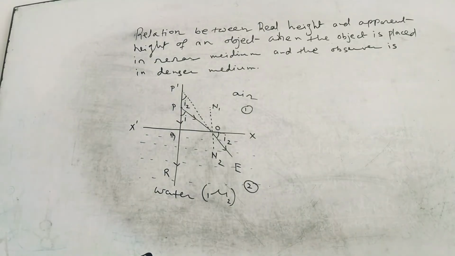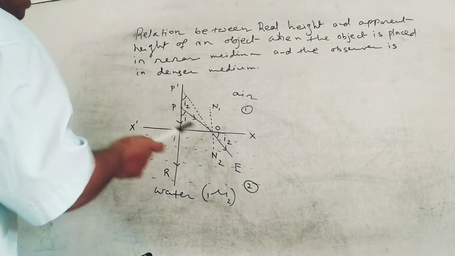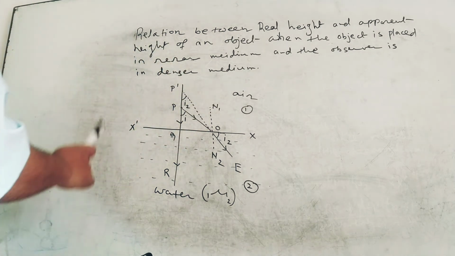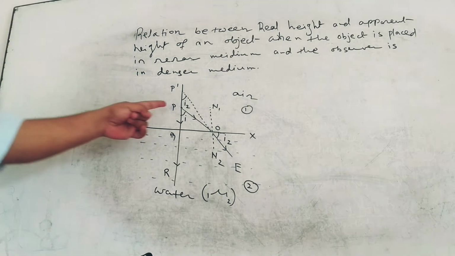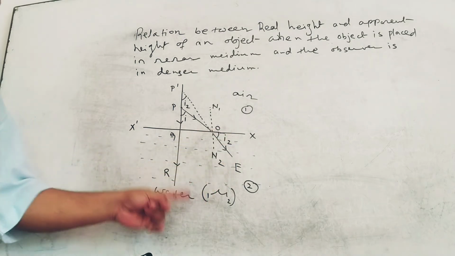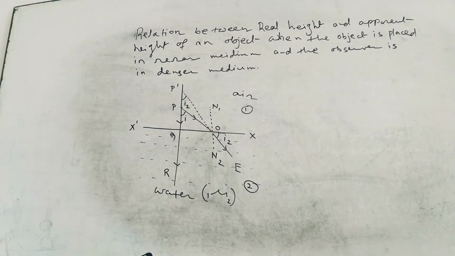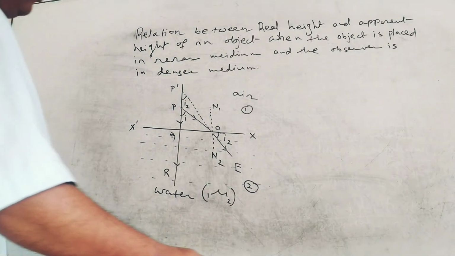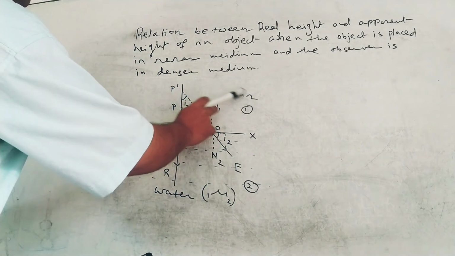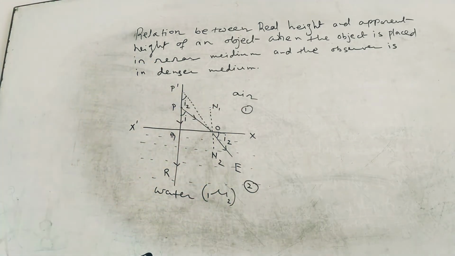Now we are going to find out the relation between real height and apparent height of an object when the object is placed in the rarer medium and the observer is in the denser medium. That is, when the object P is placed in air and the observer at E is in water, and 1 mu 2 is the refractive index of water with respect to air. Here in this case the rarer medium is known as the first medium and the denser medium is considered as the second medium.